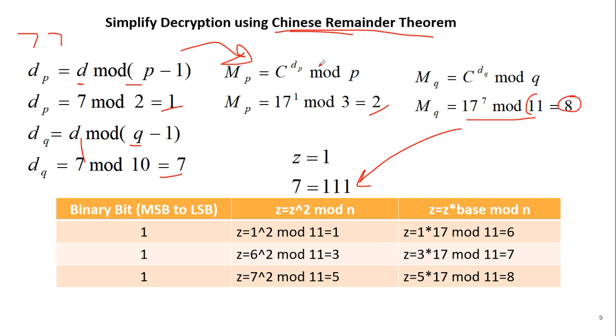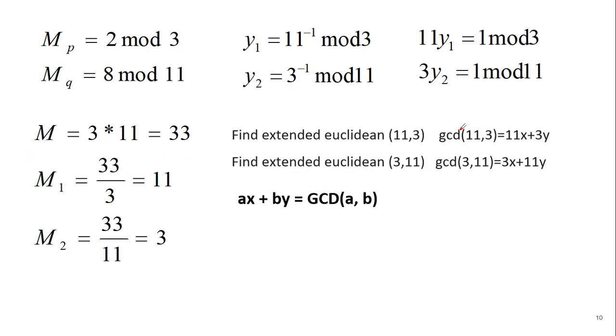So we are getting the two equations. So first, in the Chinese remainder theorem, at the receiver side we know p and q. First we calculate dp, which is d mod (p minus 1). Then we calculate dq, which is d mod (q minus 1). Then we write the equations mp is equal to c raised to dp mod p and mq is equal to c raised to dq mod q. Now we are getting mp is 2 and mq is 8.